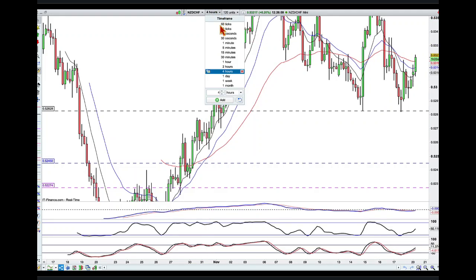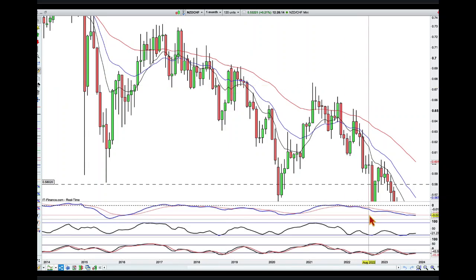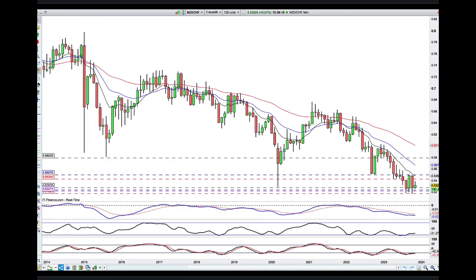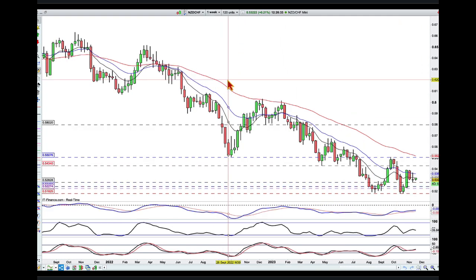So let's start with the higher time frame, and this is Kiwi Swiss. On Kiwi Swiss, we can see still in a downtrend here. We pull back into the averages, we pushed lower, and then we pull back again. So I want to pay attention: have we been able to press lower than this previous low? So we'll have a look on that on the lower time frame.